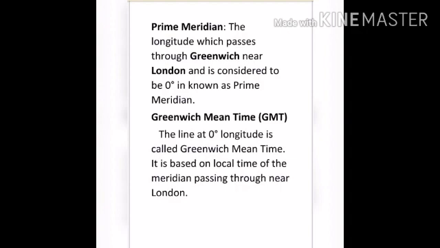Now what is Greenwich? Greenwich is a place in the United Kingdom near London whose time is used as a standard all over the world. The prime meridian passes through this place, and so it divides the earth into the eastern and the western hemisphere, 180 degrees east and 180 degrees west. The line at 0 degree longitude is called Greenwich Mean Time, GMT.